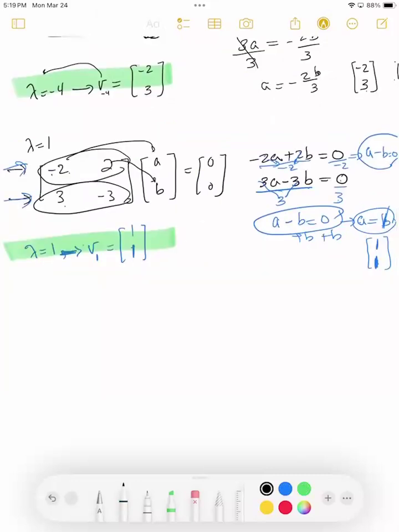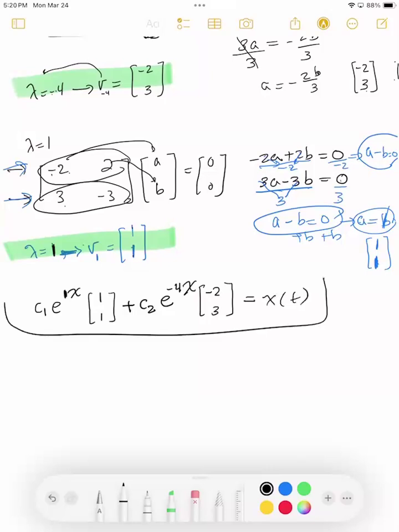My solution is going to be C1 e to the power 1x, lambda is 1, so I put a 1 here. And then I multiply it by this corresponding vector 1, 1, plus C2 e to the power -4x, because I have a lambda of -4, and the corresponding vector for it is -2 and 3. So that is called my general solution.